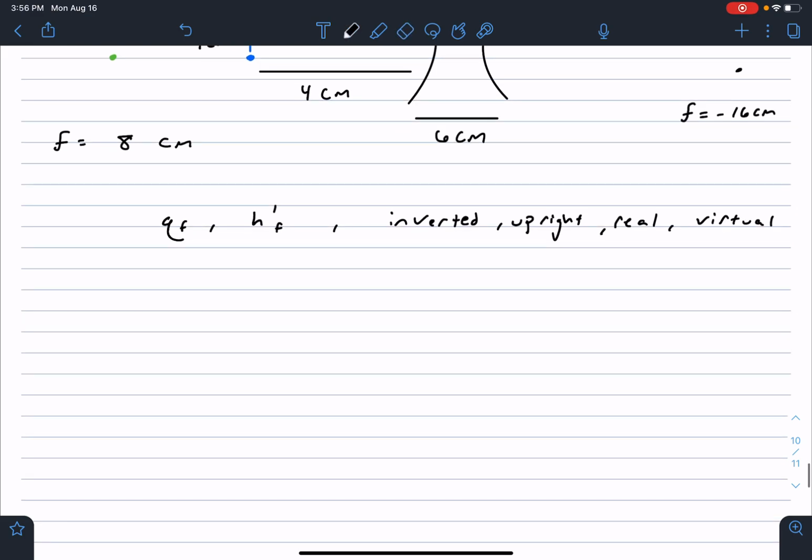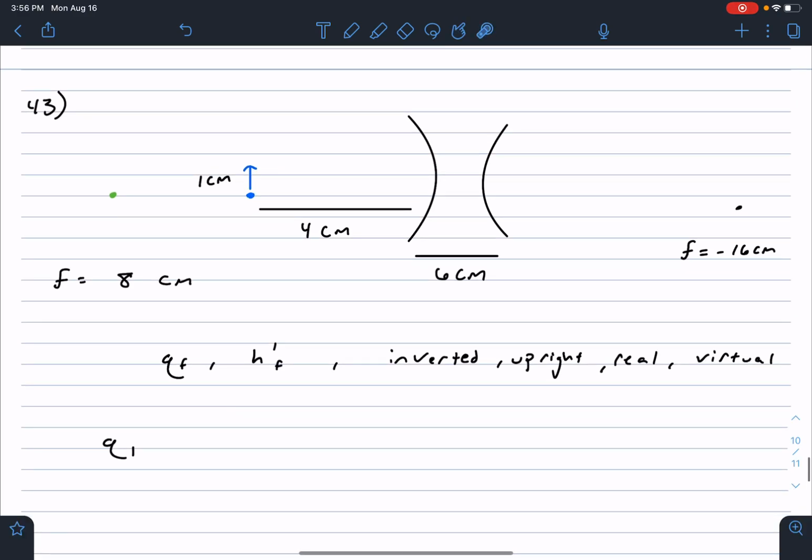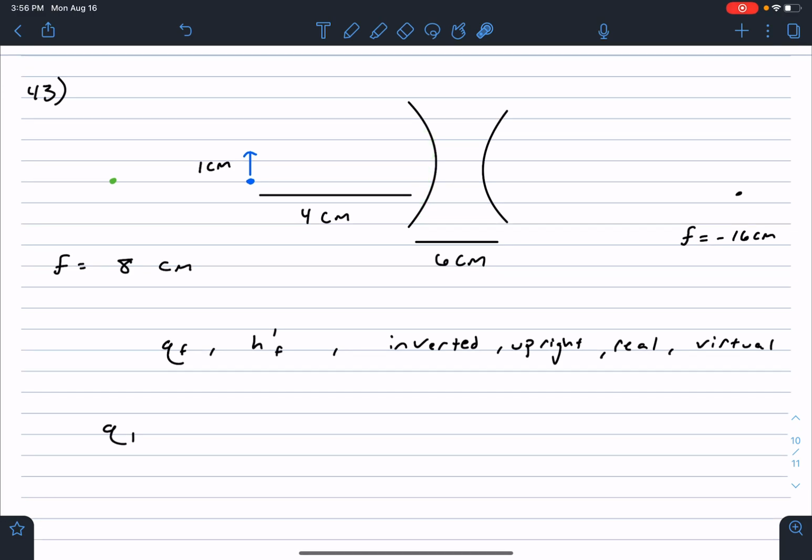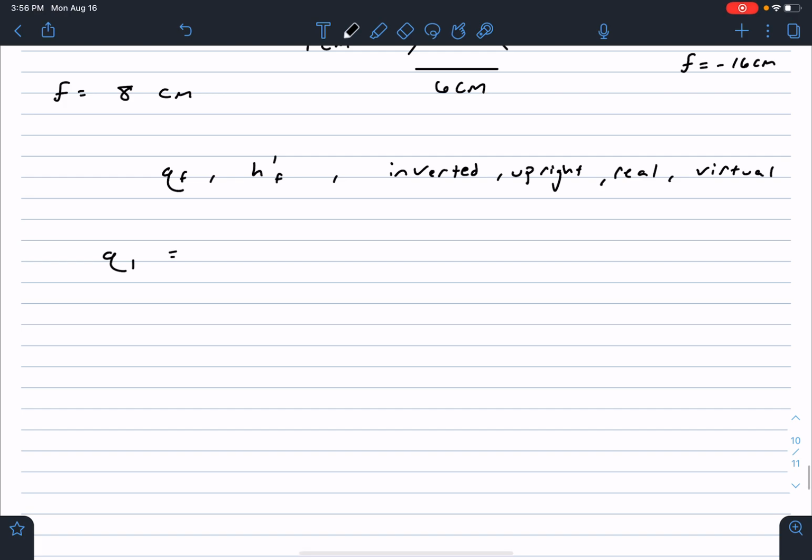So first thing we need to do is find Q1, right? That's going to be for this side here. We know P, we know the distance, we know its height, we know the focal length. We can find the magnification of this lens, and we can find the image distance. And so that image distance for this lens is actually going to be the object distance for this lens. So I'll show you what I mean. Using the formula that we have, P times F over P minus F. Recall this comes from 1 over F is equal to 1 over Q plus 1 over P.